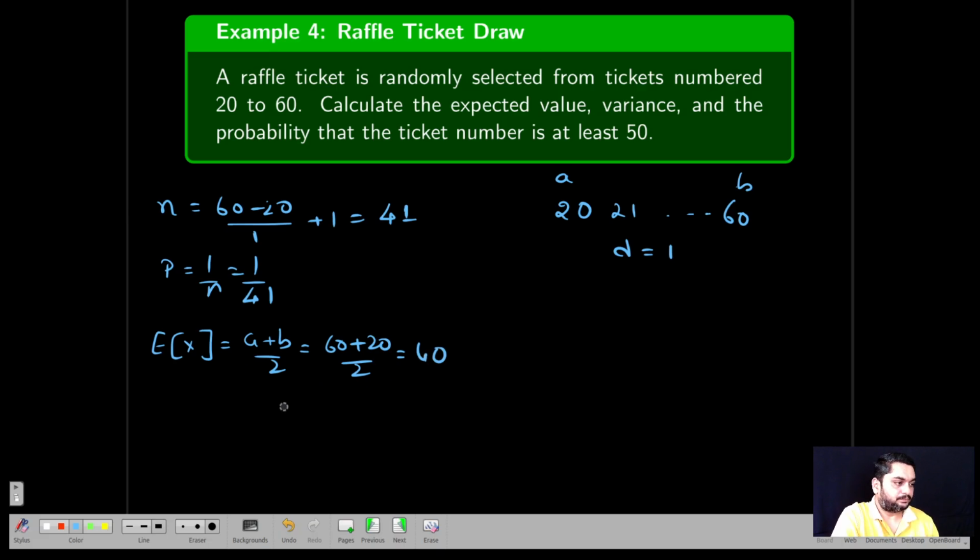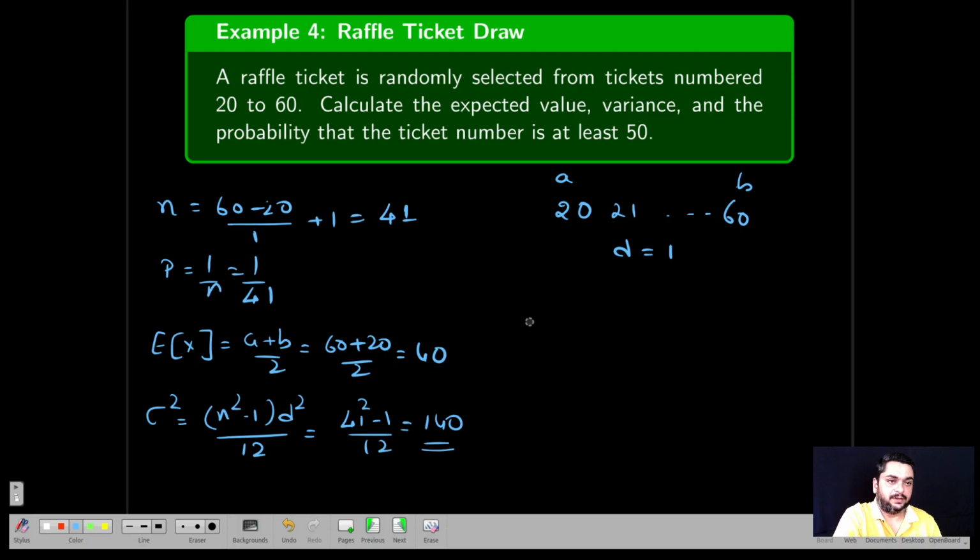Okay. Next, sigma square is equal to (n square minus 1) into d square, by 12. What is the n value? 41 square minus 1, by 12. This is the answer. So I think we'll get it as something like 140.